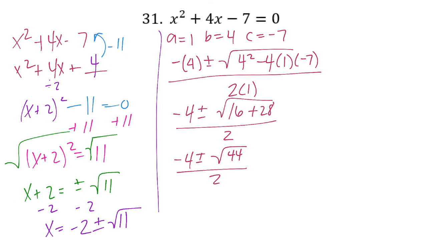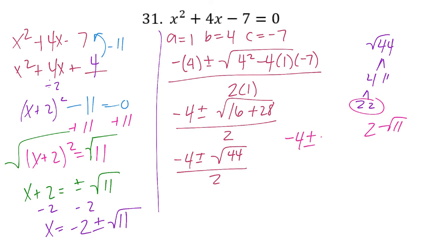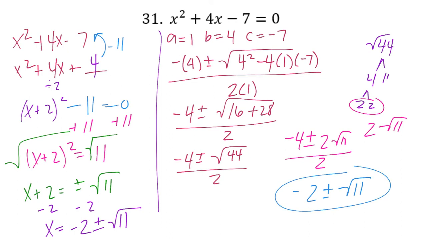But we do have to simplify that square root of 44. Break it down into 4 times 11. Break down the 4, 2 times 2. I have a pair of 2s, so I have 2 root 11 that I'm going to plug back in. Negative 4 plus or minus 2 root 11 over 2. We can simplify it. Negative 2 plus or minus root 11. Same answer, 2 different ways. It's all about what makes most sense to you and what is easiest for you to do.